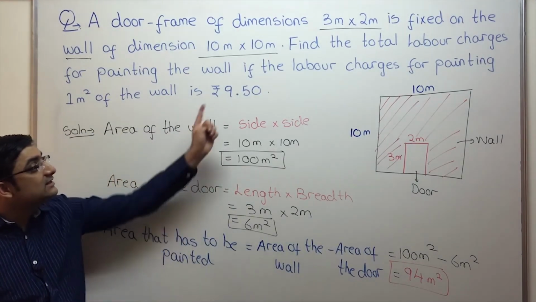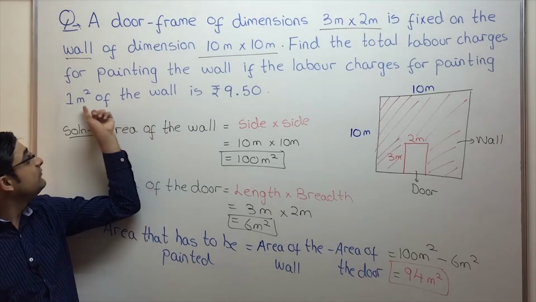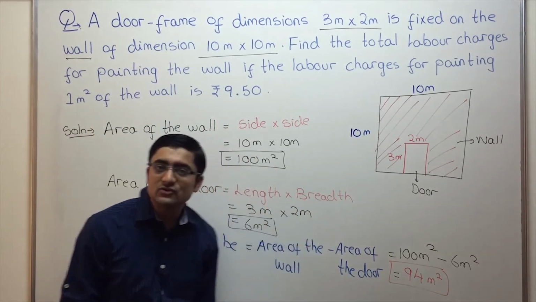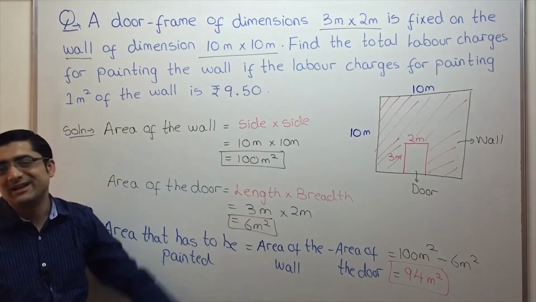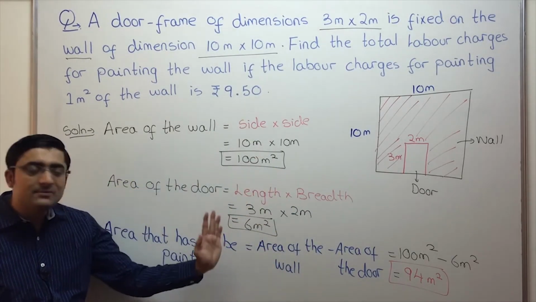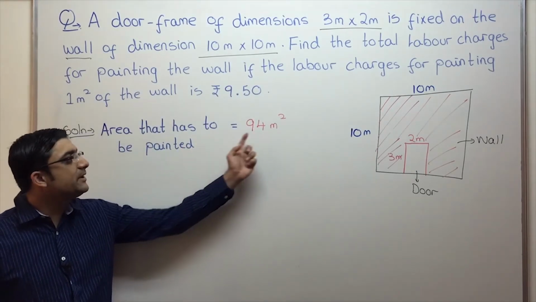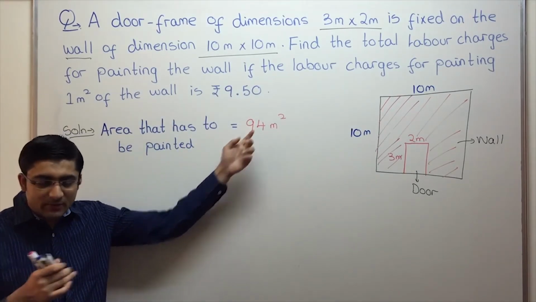Now what do we have to find? The labor charges. We're given that for 1 square meter, the cost is so much. So what is the cost for 94 square meters? 94 multiplied by this, right? So let me first drop this off and then we'll find the labor charges. Previously we found that the area that has to be painted is 94 square meters. So now we have to find the cost.